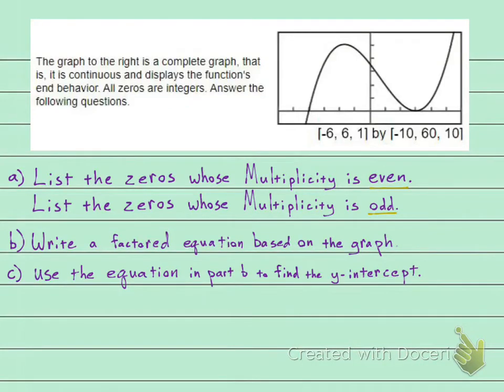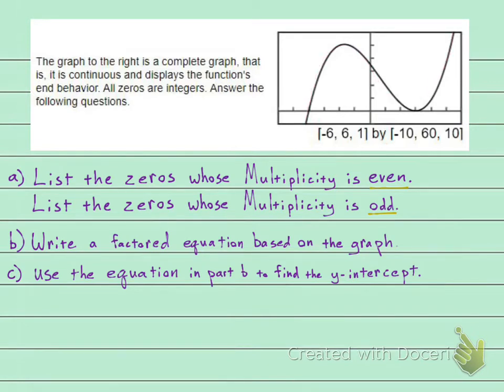For this problem, instead of giving us the polynomial function and asking us to make a graph, they're giving us a graph, and then they're going to ask us to make a polynomial function based on the things that we see. So if you look at the given stuff, they're telling us that the graph to the right is a complete graph and it is continuous.